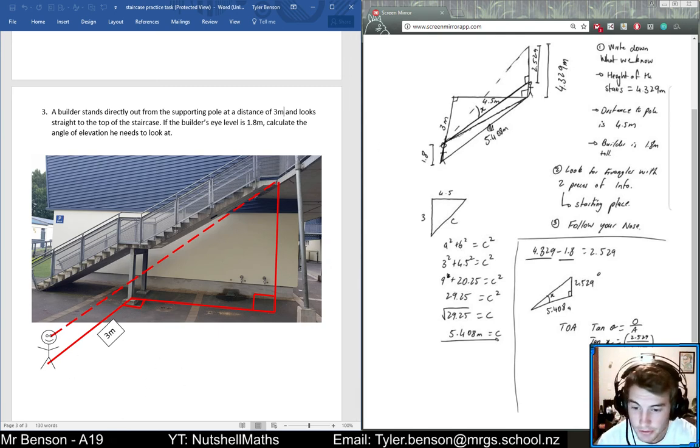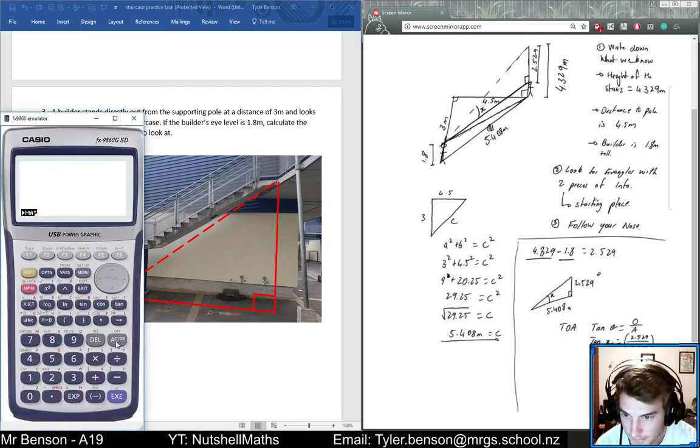Can you redo the whole triangle? It looks confusing. Yeah, I guess so. I guess I should. That's my bad. Tan inverse of 2.529 over 5.408. X equals 25.063 degrees.